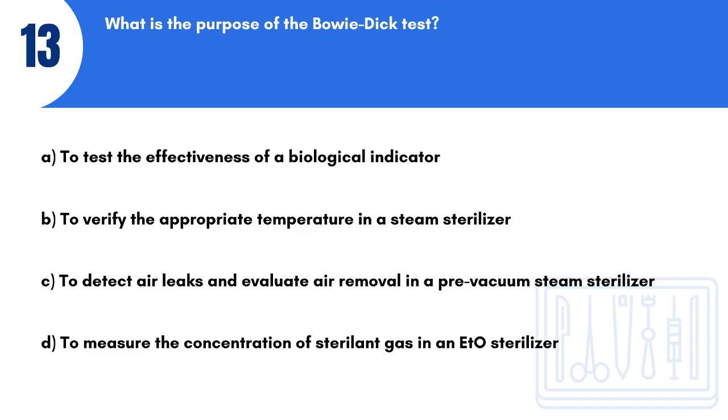Question 13. What is the purpose of the Bowie-Dick test? A. To test the effectiveness of a biological indicator. B. To verify the appropriate temperature in a steam sterilizer. C. To detect air leaks and evaluate air removal in a pre-vacuum steam sterilizer. D. To measure the concentration of sterilant gas in an ETO sterilizer.